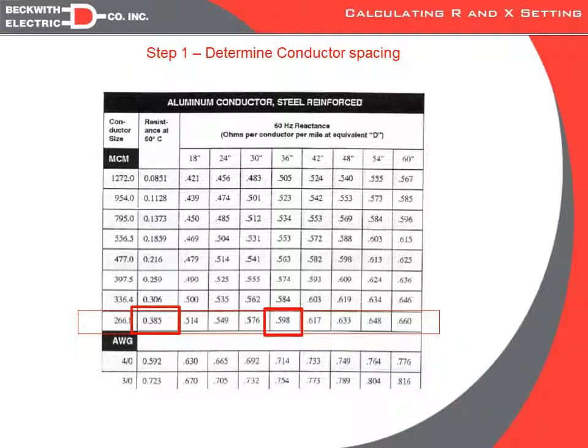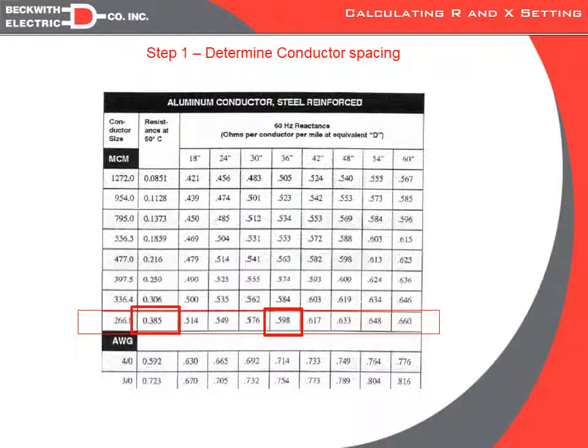Once we have that, the next thing we have to do is determine the material and size of the conductor, because each conductor has a different impedance value, and it's given per mile. So this impedance value is per mile. So we'll have to go to a lookup table and determine what our impedances are. So for instance, for a 266 MCM, the resistance would be 0.385, and the reactance is going to depend on the diameter of the cable. In this case, if we have a 36-inch, which was the spacing we just calculated, we're going to be using 0.598 for the X value of the impedance.